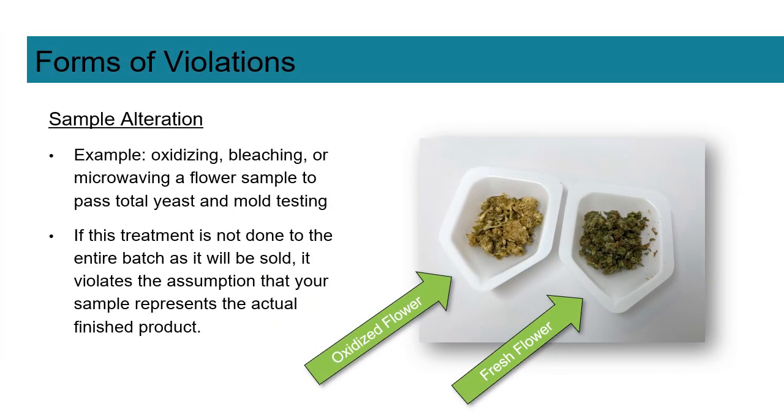Forms of violations. Sample alteration. An example is oxidizing, bleaching, or microwaving a flower sample to pass total yeast and mold testing. If this treatment is not done to the entire batch, as it will be sold, but only submitted for testing, it violates the assumption that your sample represents the actual finished product.